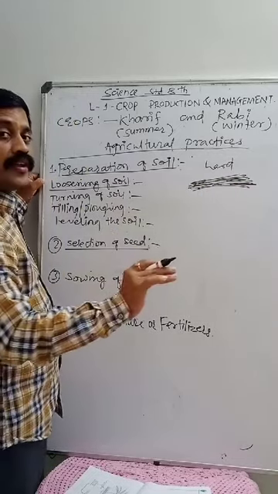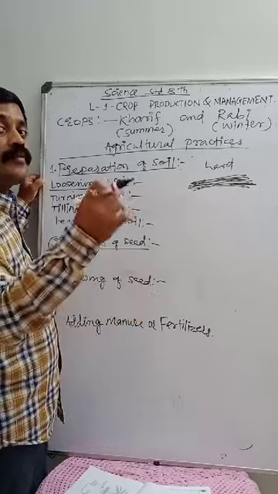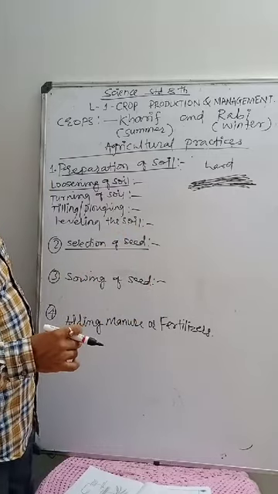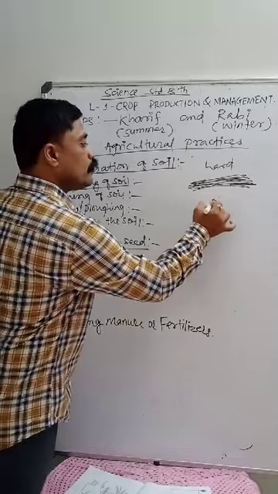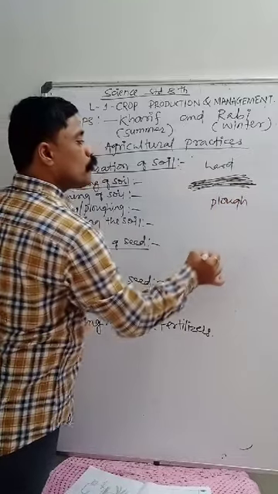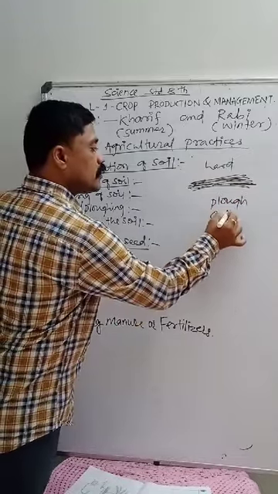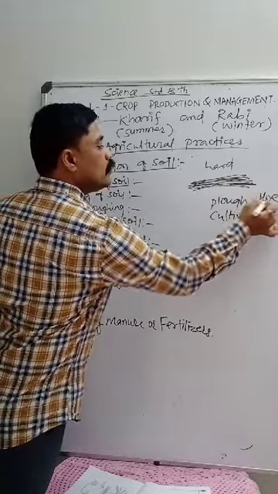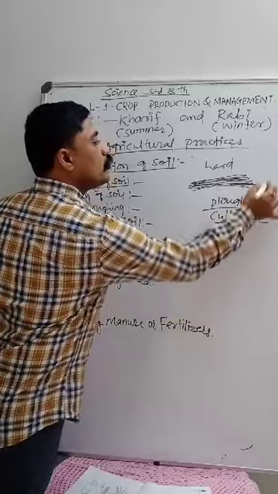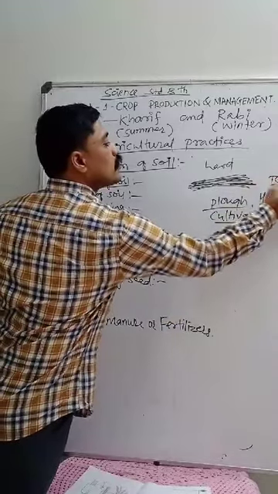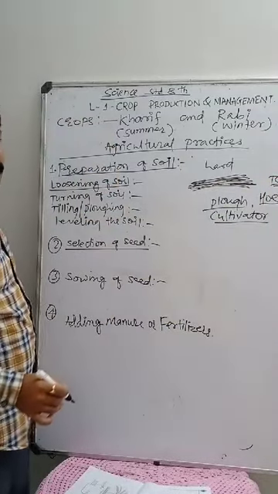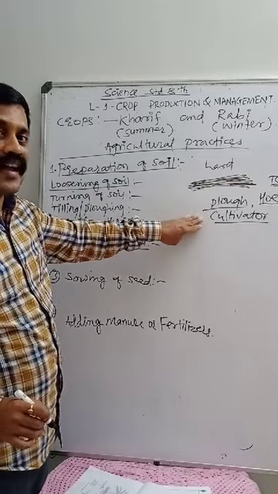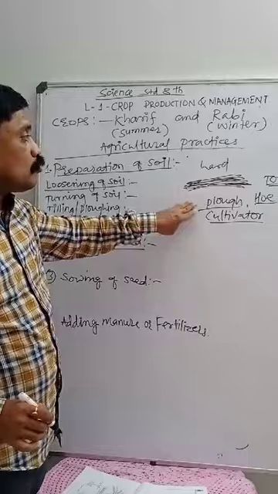This loosening of the soil can be done with the help of some farming implements, right? Farming tools, what do we call them? Plough, cultivator and hoe. These are the main farming tools. They are called farming implements, right? We will also understand them with the help of their diagrams.